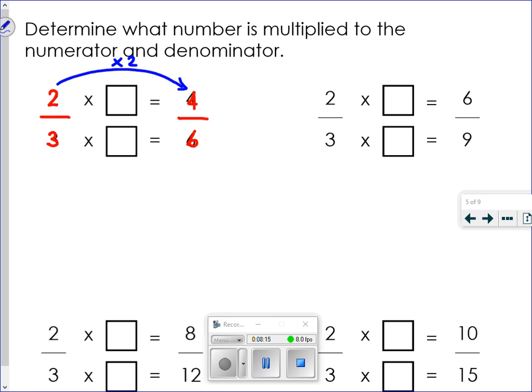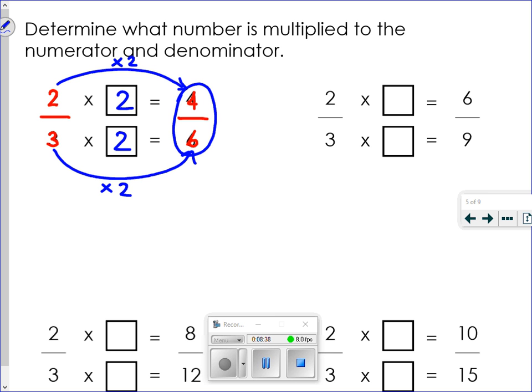Times by 2, right? So then if I've multiplied by 2 in the numerator, I have to do the exact same thing in the denominator. I have to times by 2 in the denominator. Okay, so whatever you multiply your top number by, you also multiply your bottom number by the same number. And when you do that, you will get an equivalent fraction. In this case, 4/6.